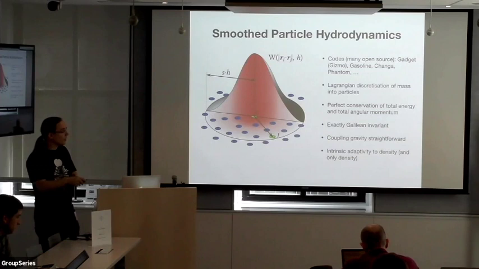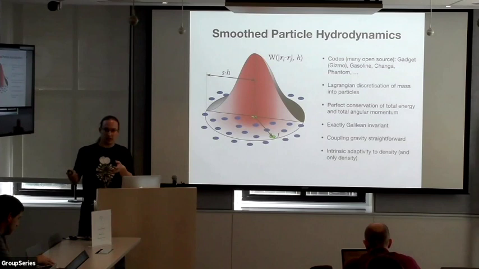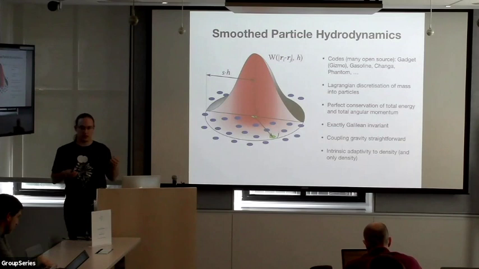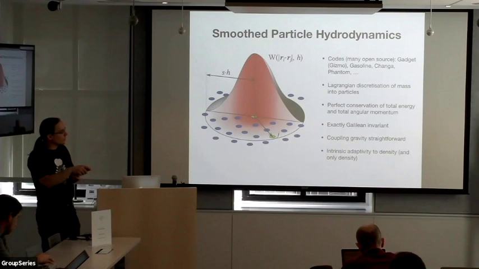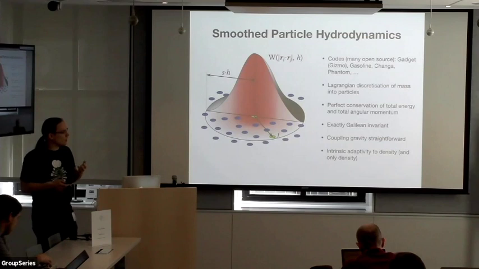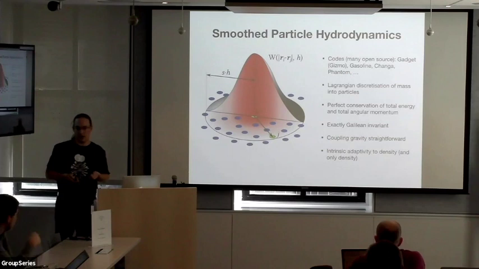SPH is a Lagrangian scheme. So what you do is you discretize the mass of your object into particles, and then you evolve the particles by the forces that act on the particle, which for the Lagrangian scheme are pressure force and gravity. So you discretize this into particles. One of the very nice properties of SPH that also makes it quite attractive here is that SPH essentially inherently conserves total angular momentum and total energy perfectly. Okay.